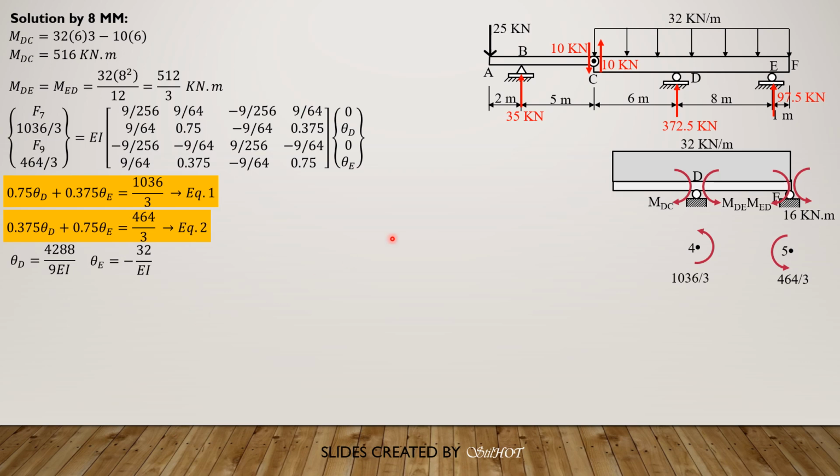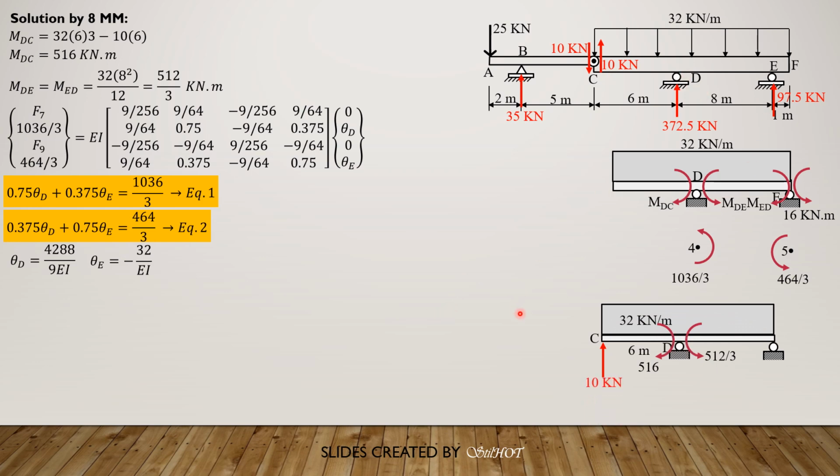So having found that, we proceed to consider CD because we have found theta D. Remember, we have 10 kilonewton here. So imagine CD to be fixed-ended. Let's solve for the fixed-end forces. By symmetry, this is 32 times 6 over 2, so 96 upward at C. Then the fixed-end moment here is 32 times 6 square over 12, which is also 96. So that is 96 also.